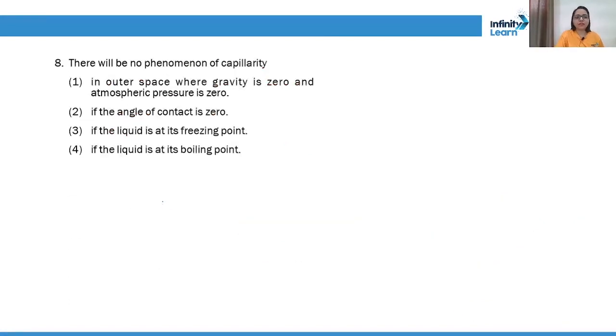Question number 8. There will be no phenomena of capillarity in outer space where gravity is 0 and atmospheric pressure is 0. If angle of contact is 0, if the liquid is at its freezing point, and if the liquid is at its boiling point. So the correct answer is option 4. If the liquid is at its boiling point, at a boiling point there will be no surface tension, right? So there will be no capillarity. So the correct answer is option 4.